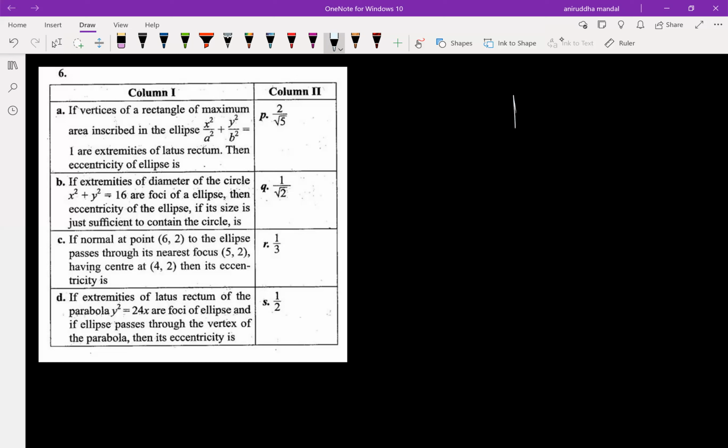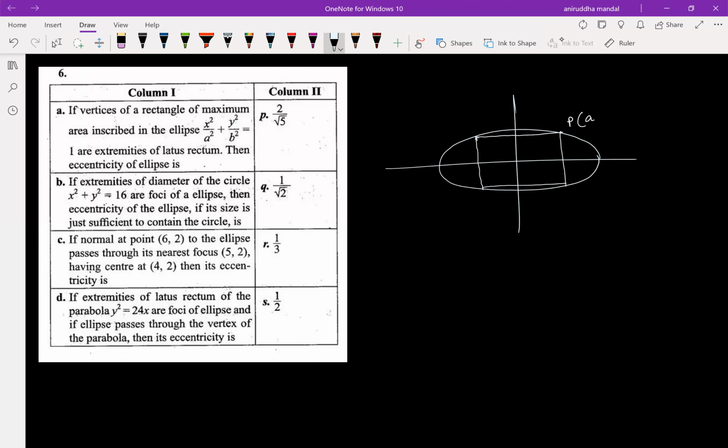So let's draw the ellipse. So let's say this is the ellipse, and these are the extremities of the latus rectum. So let's say this is the rectangle. Okay, and so let's say this is point P. So let us assume this as a cos theta, b sin theta.